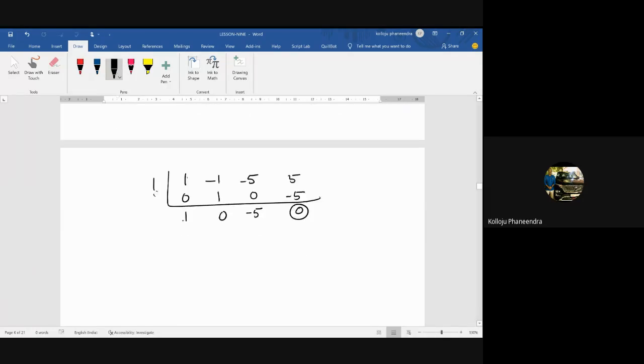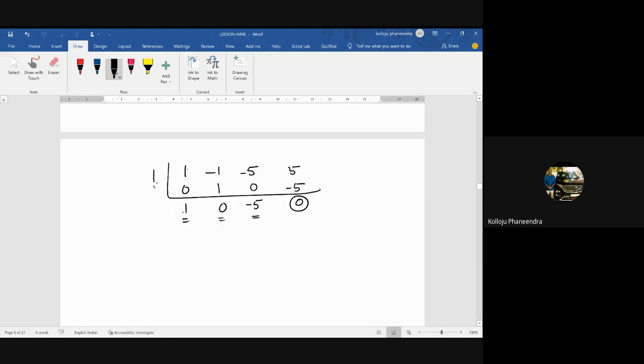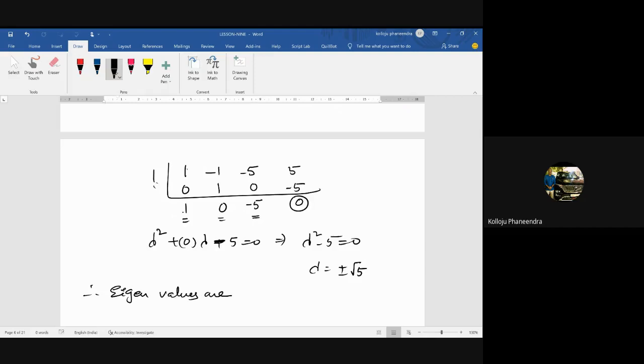And these are the coefficients of what? These are the coefficients of the quadratic expression. What is that quadratic? Lambda square plus 0 into lambda plus minus 5 equal to 0. So lambda square minus 5 equal to 0. So lambda equal to plus or minus root 5. Two roots are here. Therefore, the eigenvalues are lambda equal to 1, root 5, minus root 5.